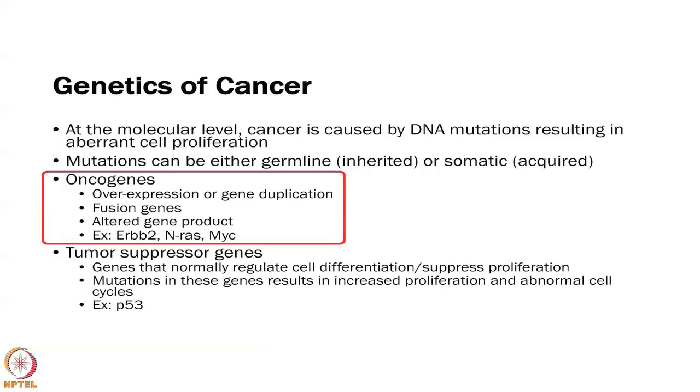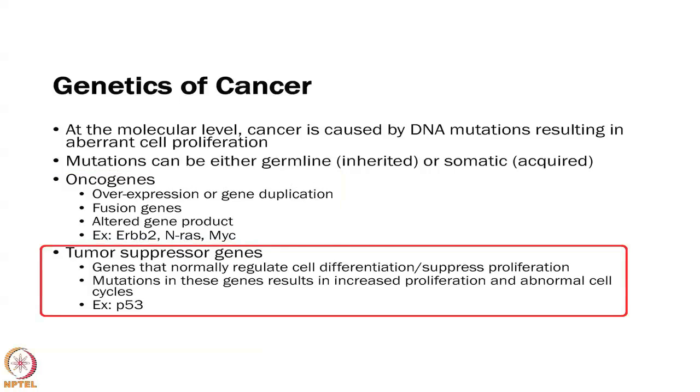If these mutations are occurring in oncogenes, they can cause overexpression of these oncogenes. Oncogenes, meaning that they increase oncogenesis, increasing tumor proliferation. They can be fusion genes, they can be an altered gene product. There are many examples of this, and we will cover some of them in the hands-on, such as ERBB2, which is one we're going to talk about specifically in the genomics hands-on session.